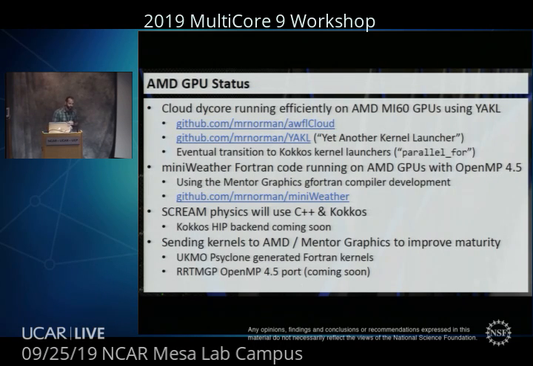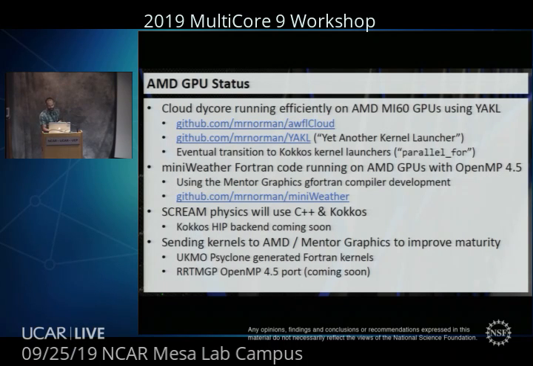As far as what we are currently doing on the GPU, we have a cloud dynamical core that needs some work before it's actually useful. But it's running on AMD GPUs already using a custom-made kernel launcher called Yet Another Kernel Launcher, because YAKL rolls off the tongue. It's very similar to Kokkos. It's just super duper simplified. And we will transition to Kokkos once they have AMD added to their backends. But we wanted to go ahead and run on there now.